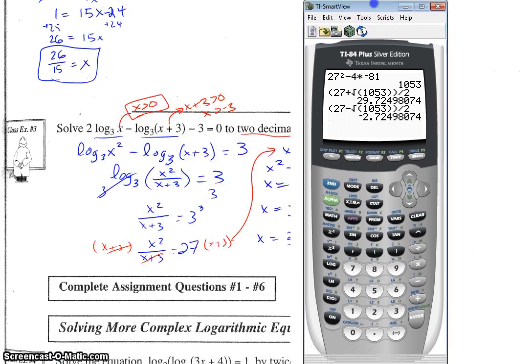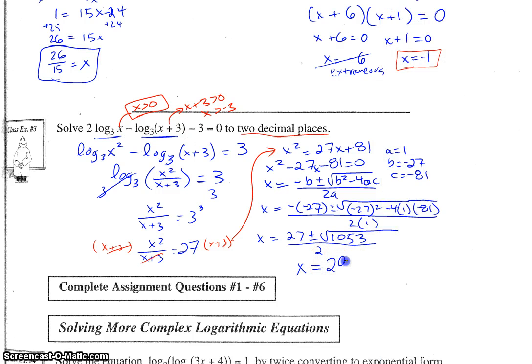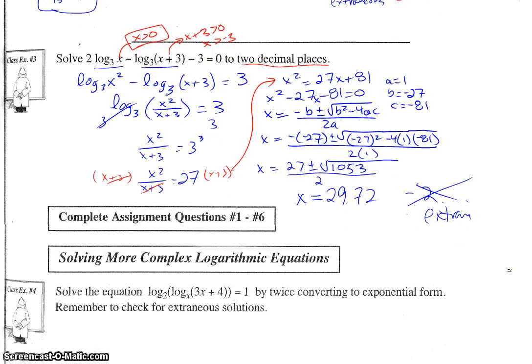Which answer would actually be our answer? And yeah, we have to have x greater than 0 from our domain, so this second answer would be extraneous. So our only answer would be 29.72. The other one is extraneous. 29.72, and then the negative 2 point something would be extraneous. All right, good.